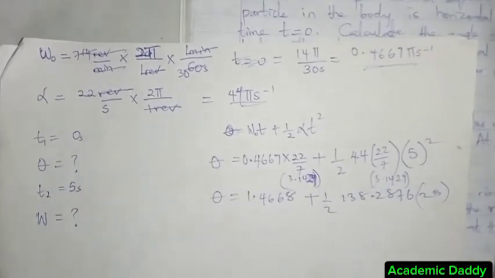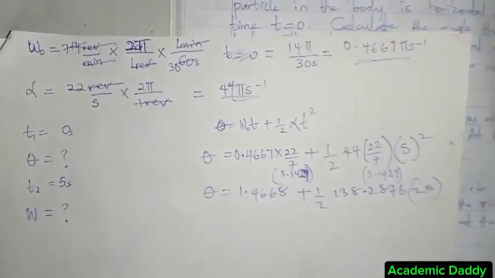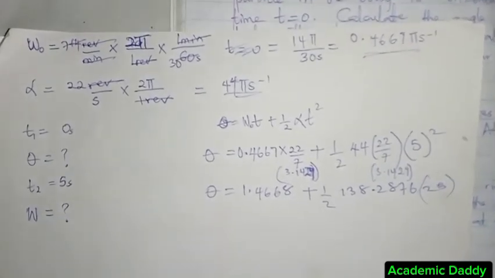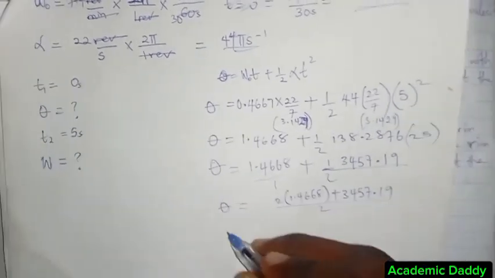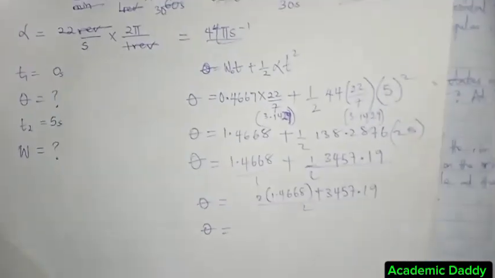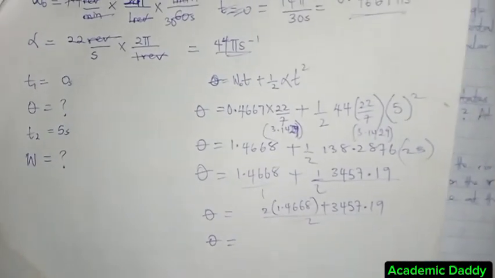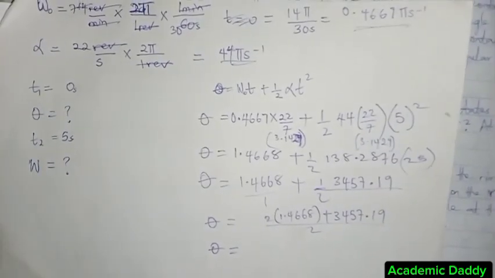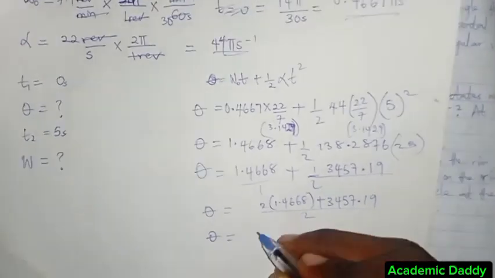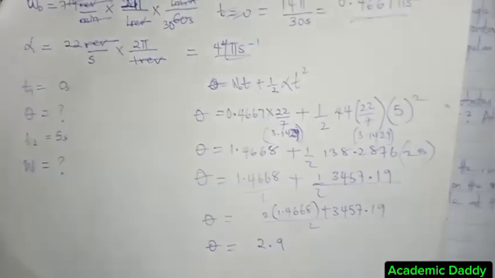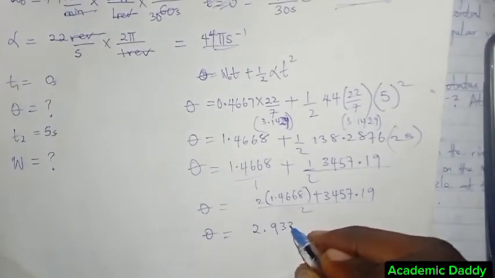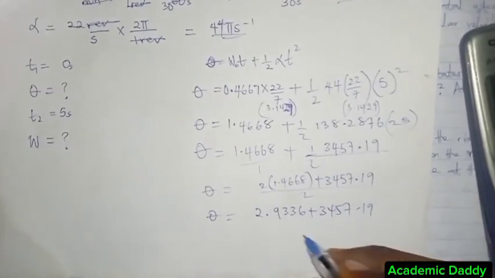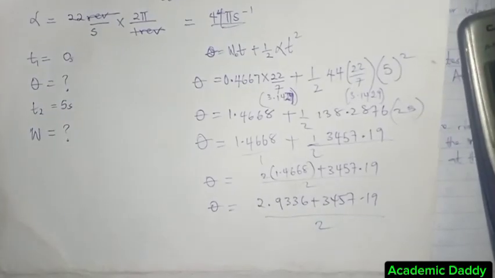So let's do this now. You now have 138. So there you have it. Theta is equal to 2 times 1.4668, which is 2.9336, plus 3457.19 divided by 2.